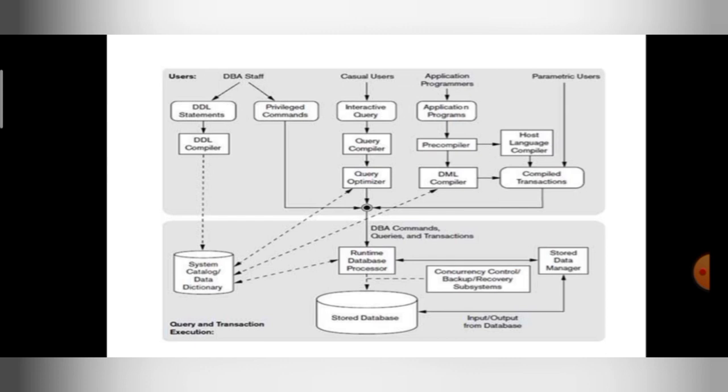What are the users here? DBA staff, casual users, application programmers, parametric users. So this top part explains about these users and also what type of interfaces they are going to use here. You can see DBA staff can interact with your database or a database environment using the DDL statements, privilege commands. Casual users can use interactive queries. Application programmers can use application programs.